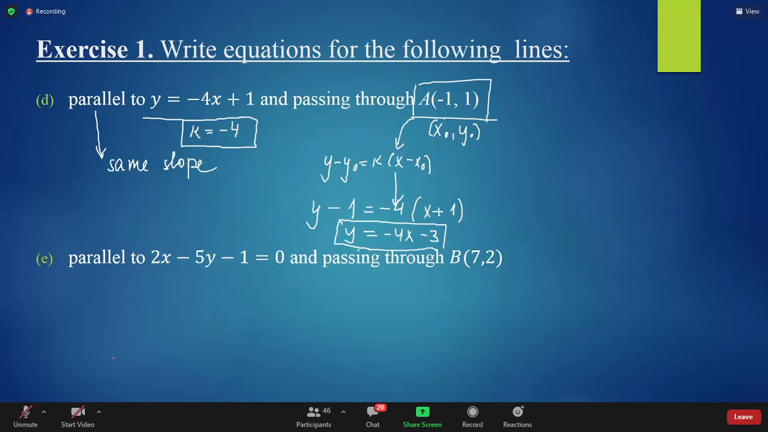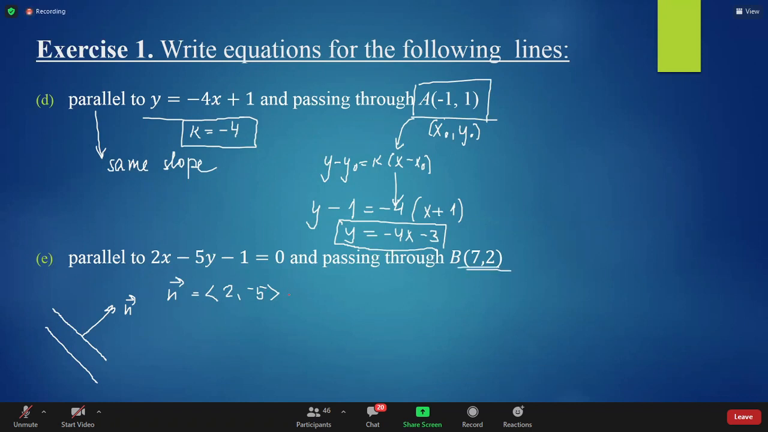Next one, again, parallel and passing through. So if two lines are parallel, remember that I may use the same normal vector. The normal vector, as we see, is 2, minus 5. This is where reading the equation is very important. I look at this equation and say, oh, 2x minus 5y. That means I have the normal vector 2, minus 5. And of course, if two lines are parallel, they can use the same normal vector. And again, we have a point.